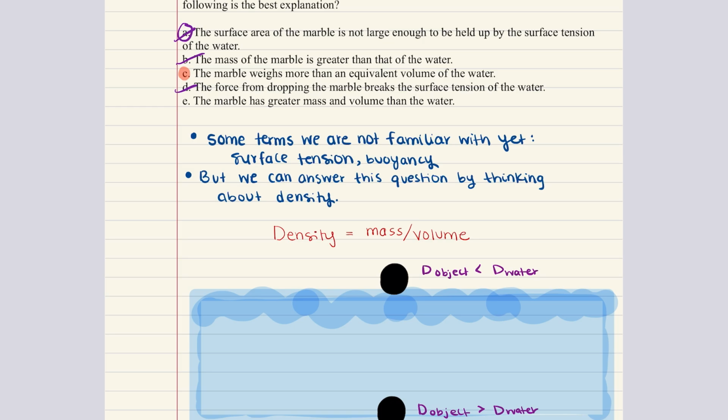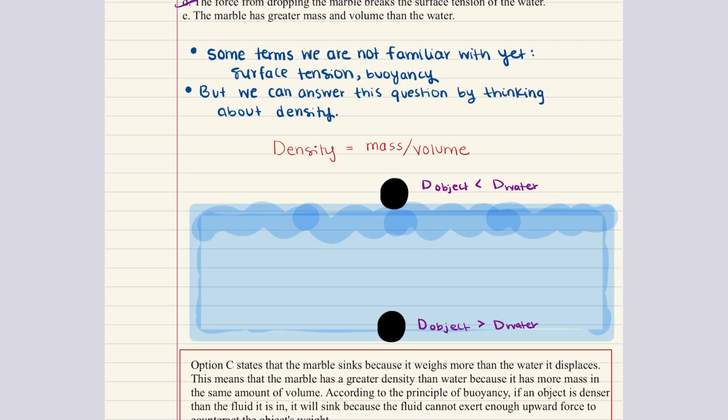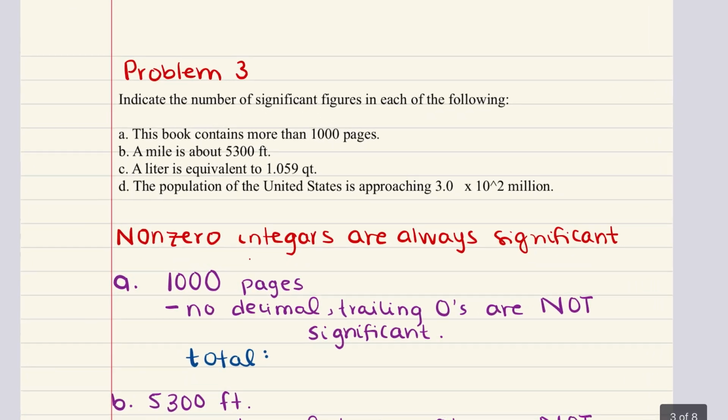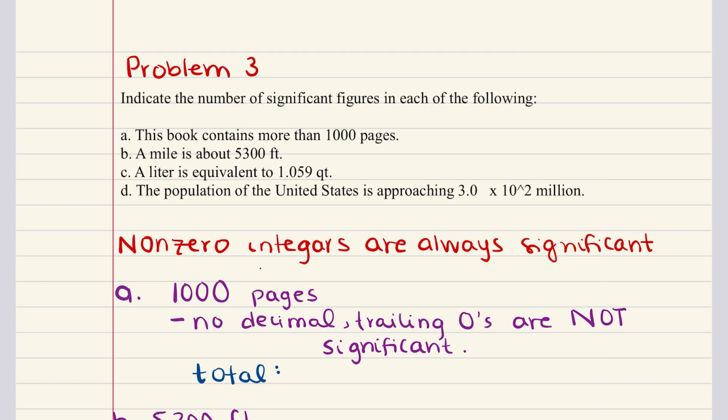In simple terms, the marble sinks because its density is greater than that of water, so the water cannot provide enough force to counteract the weight of the marble. When you're thinking about an object in water, you can think about it in terms of density. The object will float if the density of the object is less than the density of water, and the object will sink if the density of the object is greater than the density of water. So with that, we've answered problem number 2. Let's go ahead and move into problem number 3.